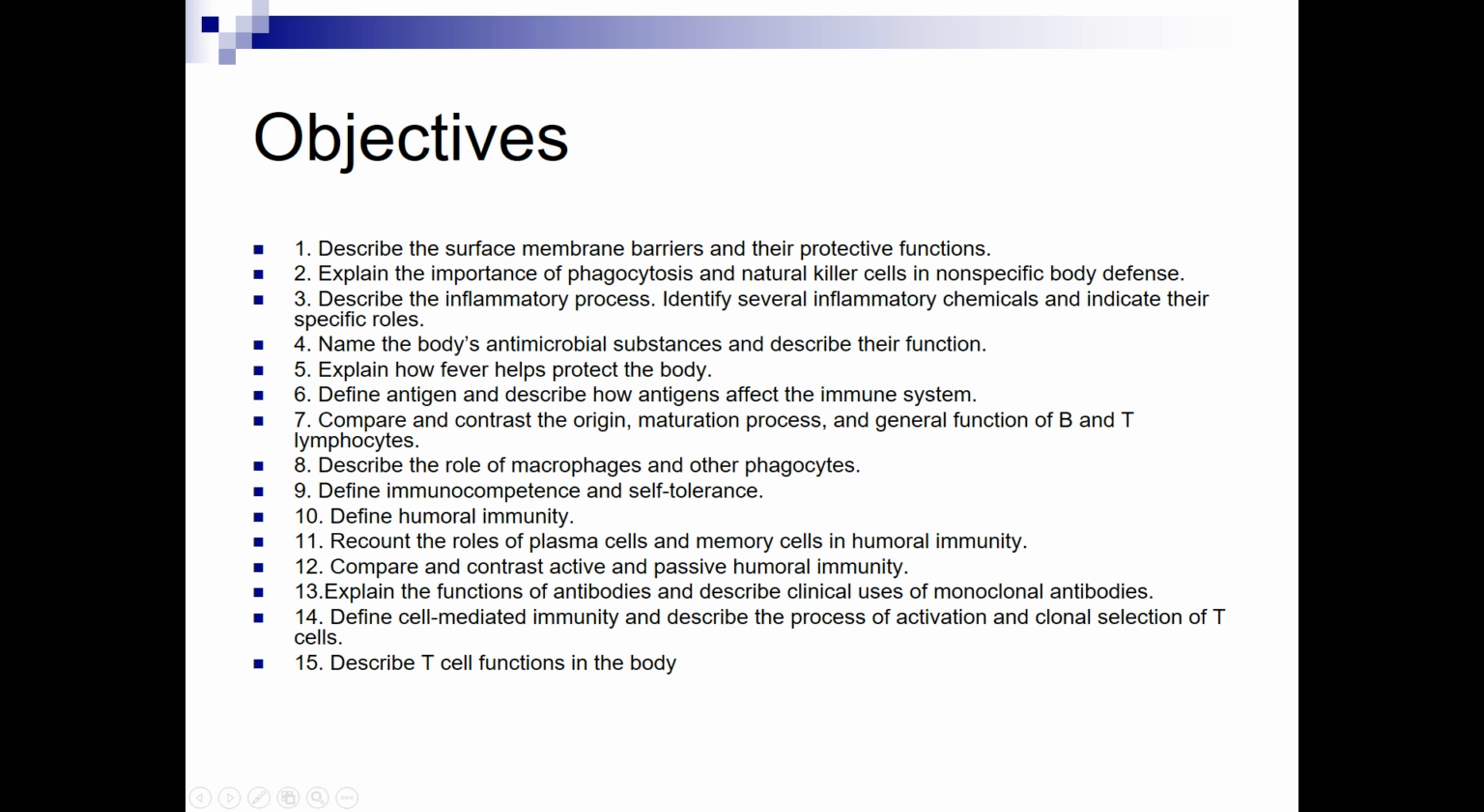What is an antigen and how do they work? B and T cells, where do they come from, where do they go, and what do they do? Macrophages and the other phagocytes, what immunocompetence and self-tolerance are, humoral immunity, plasma cells and memory cells as an aspect of humoral immunity, and then active and passive humoral immunity. Then we will talk about antibodies. We probably won't talk about monoclonal antibodies though. And then cell-mediated immunity, and how do we activate and clonally select for T cells, which we also do for B cells, and then the functions in the body.